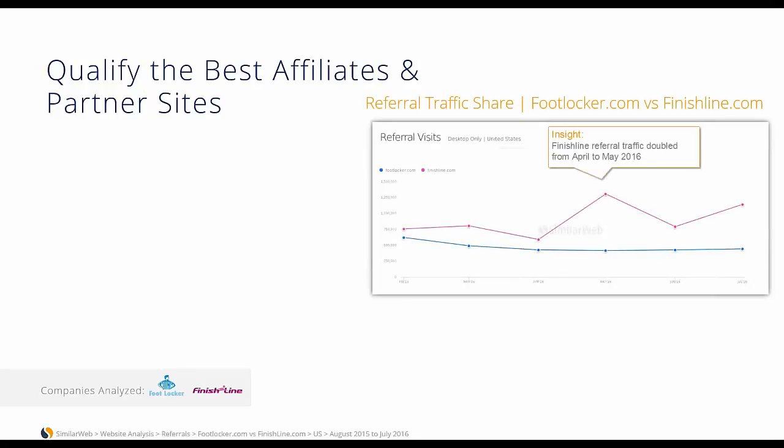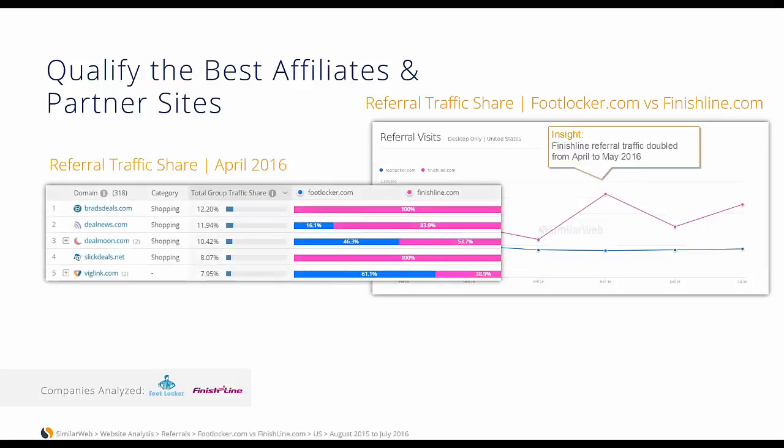And so if we look at Finish Line, we see this really cool Finish Line versus Foot Locker. Finish Line was able to identify a great way to find a partner site. We see this huge jump in traffic. And where does it come from?